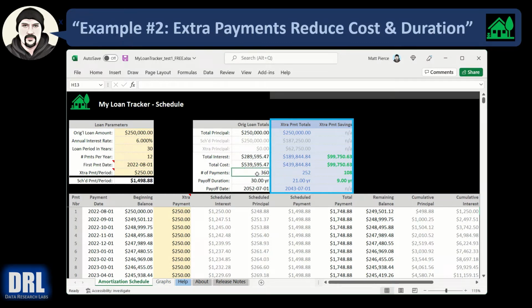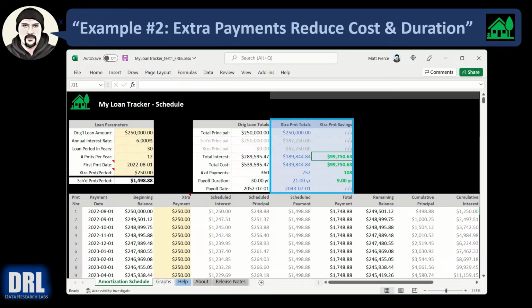And the number of payments goes from 360 down to 252. That's a savings of 108 payments, 108 months. And of course, the total principal is the same. You've got to pay it all off. What you're saving by prepaying early is interest, the total interest. So originally you're going to pay $289,000 in interest, but paying that $250 extra each month cuts that cost down to $189,000 for a $99,000 savings. You save $99,000 and 9 years of payments that would otherwise go to the bank.